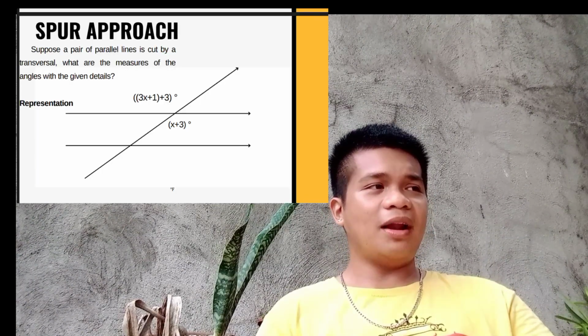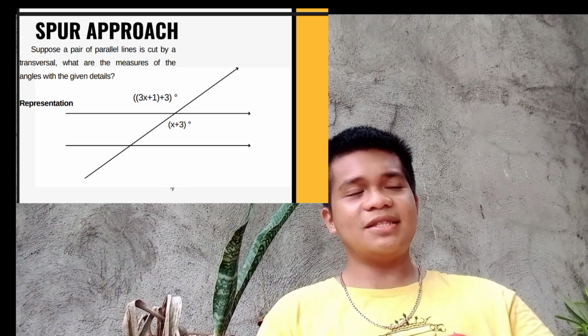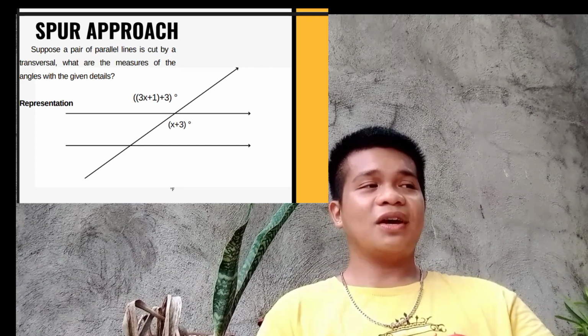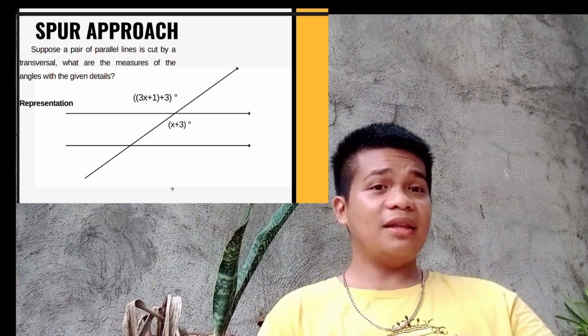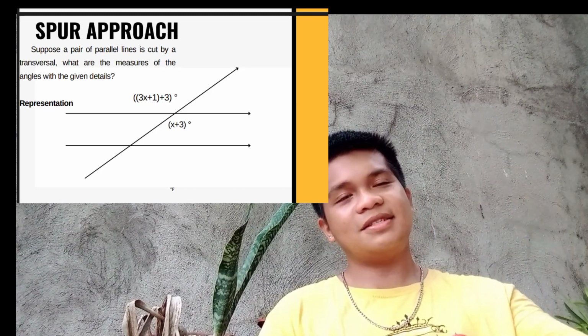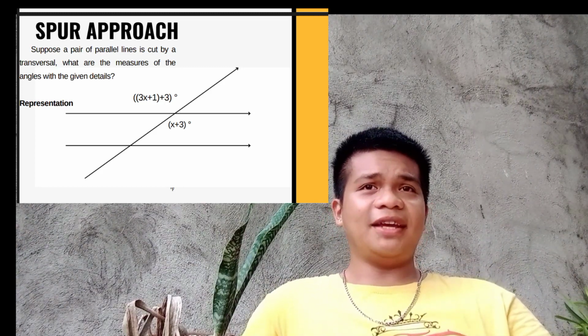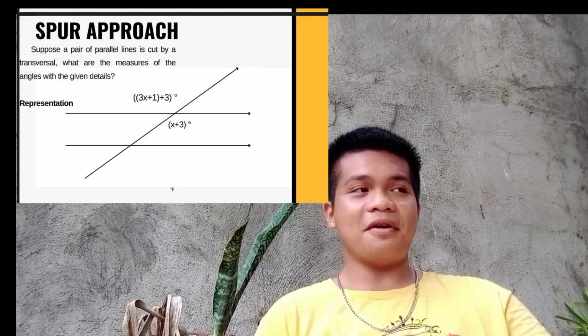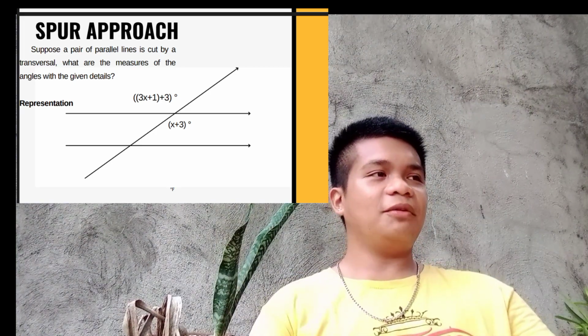So let's proceed to representation. From 3x plus 1, the quantity of 3x plus 1 plus 3 is equal to x plus 3, we can also use this to represent angles, the vertical angles. As you can see, these are vertical angles with unknown values. You can represent it using the transversal line, since by the definition, vertical angles are always congruent. So, suppose a pair of parallel lines is cut by a transversal, what are the measures of the angles with the given details? Something like that.